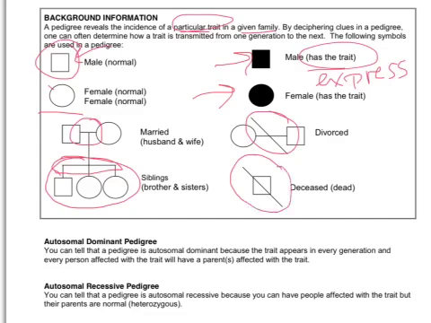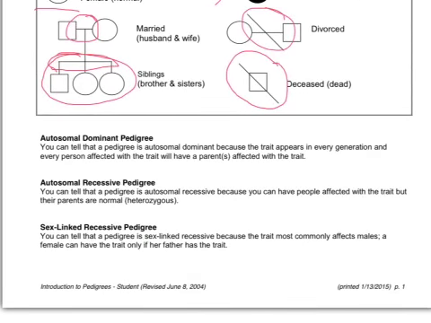So our three different types of pedigrees are autosomal dominant, autosomal recessive, and sex-linked recessive. And so what you're looking at here, and on your handout, remember your handout is your notes. So you need to go through them, you need to be marking them up, highlighting, writing things on them, so that you can put that into your notebook.